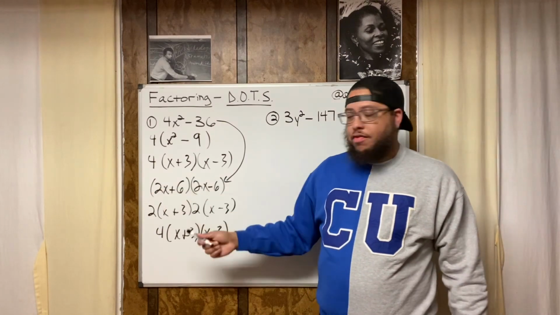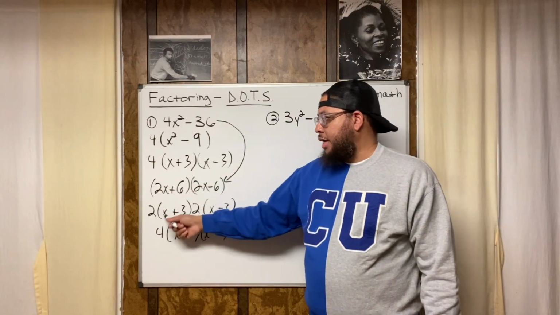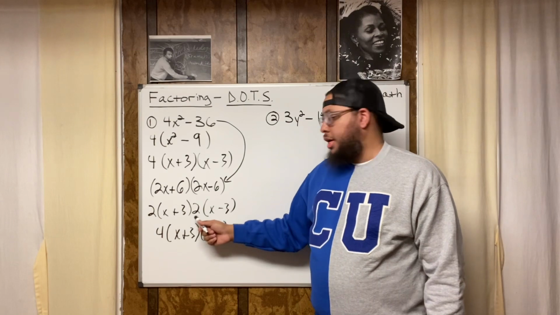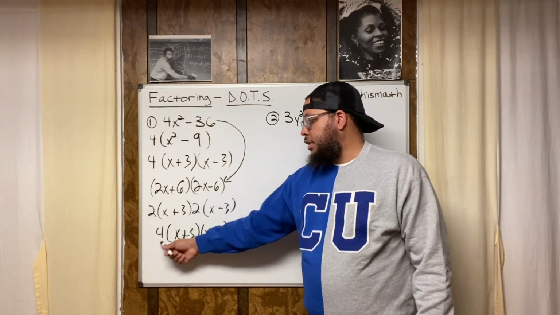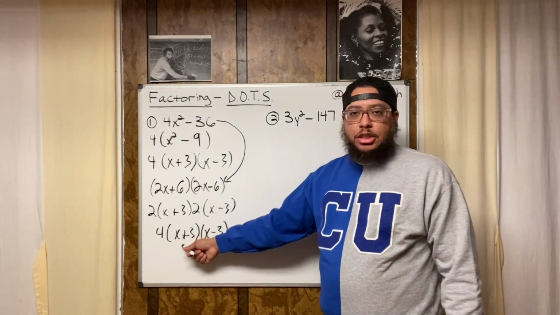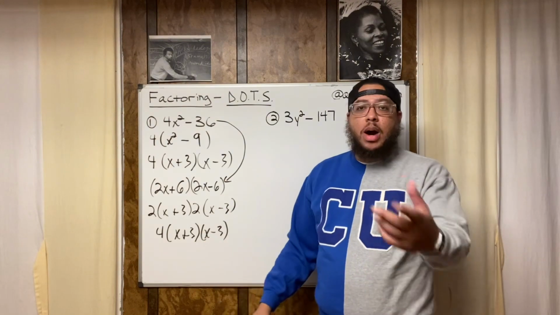Then I pulled the GCF out of each of them. I pulled the 2 out of this one, and I pulled the 2 out of this one. And then I just combined the 2's through multiplication. Got 4 times quantity x plus 3 times quantity x minus 3. Yeah, it's a quantity. That's another thing.